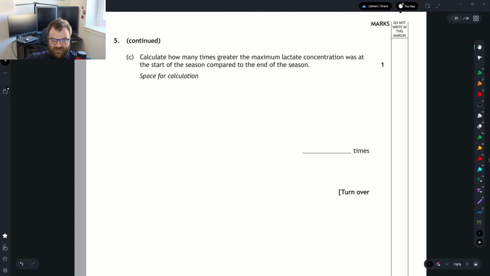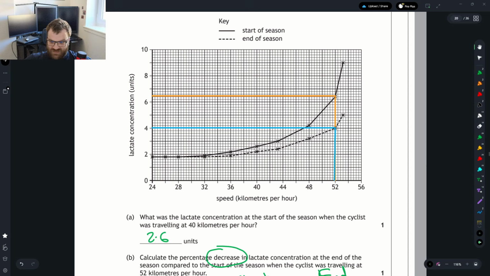Calculate how many times greater the maximum lactate concentration is at the start compared to the end. So maximum is up here, so that's at the start is at 9. So just along there, and then this one's at 5. As I said, it's halfway between 6 and 4, so it's 5.